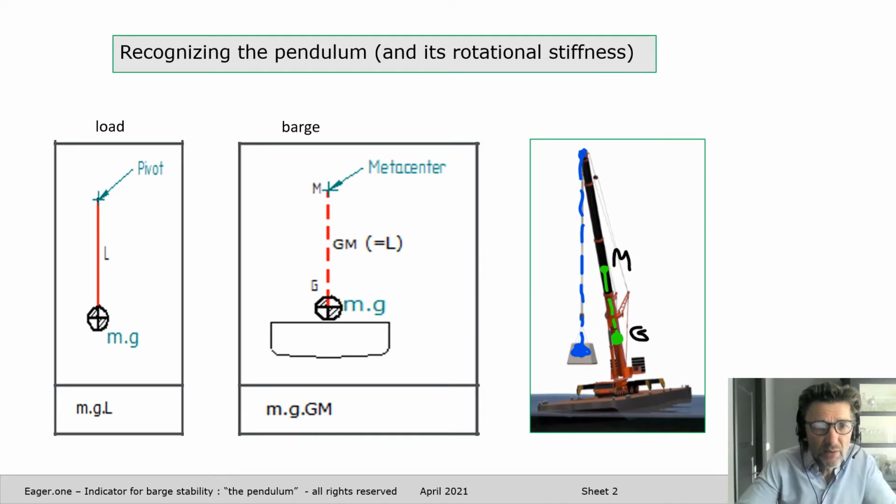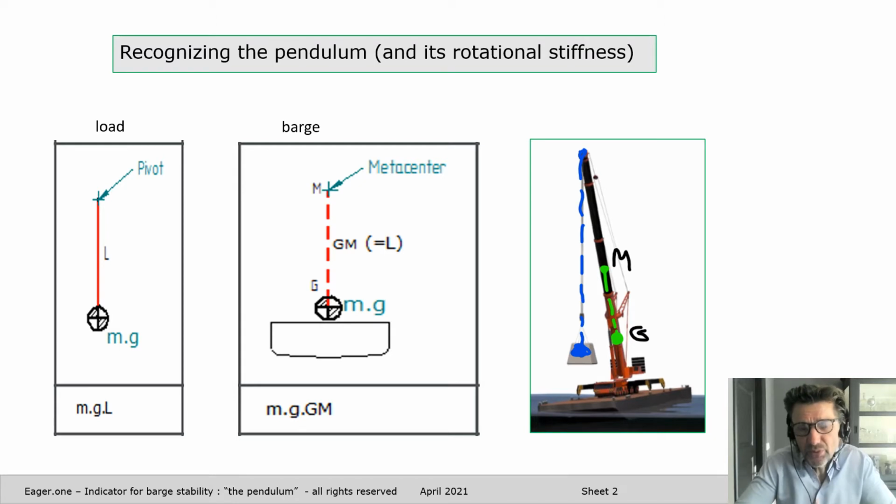When you look at the left picture, the load, at the bottom side of it you see the expression which represents the rotational stiffness of a pendulum. It is the mass at the end of the pendulum multiplied by gravitation and the length of the pendulum. For the GM pendulum, it's not any different. It's also the complete mass, so the complete water displacement of the vessel crane combination, multiplied by gravitation and multiplied by the length of the complete pendulum, the GM value.